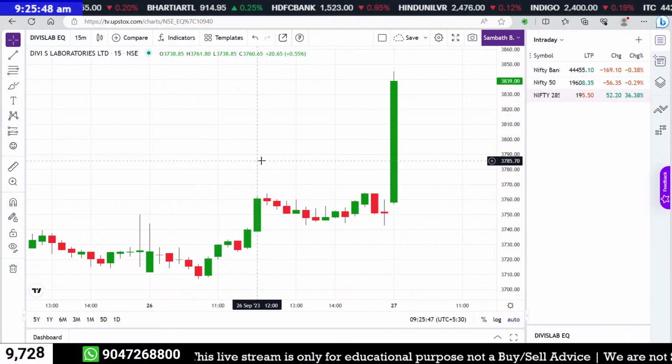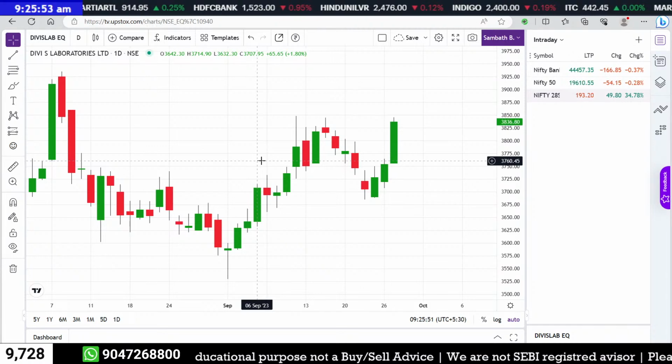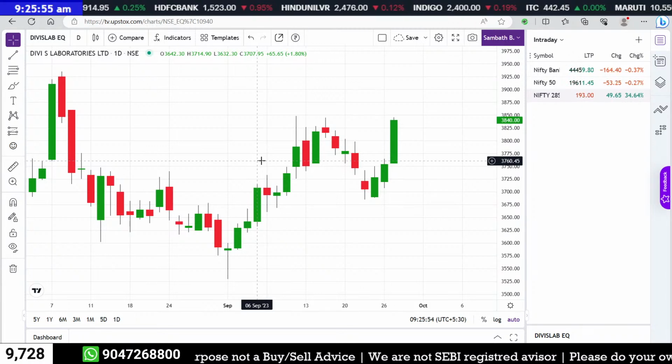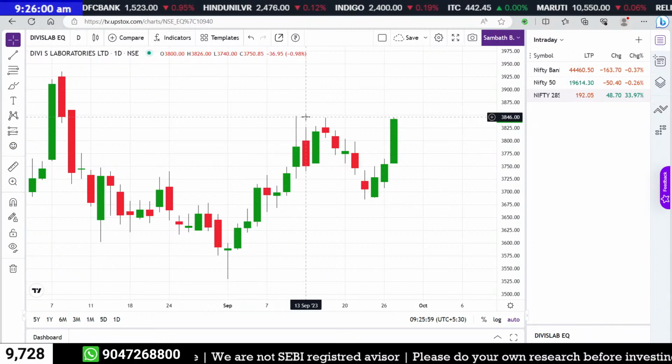I think this level is a good move. So the third consecutive green candle, and it keeps on rising, and the recent top.